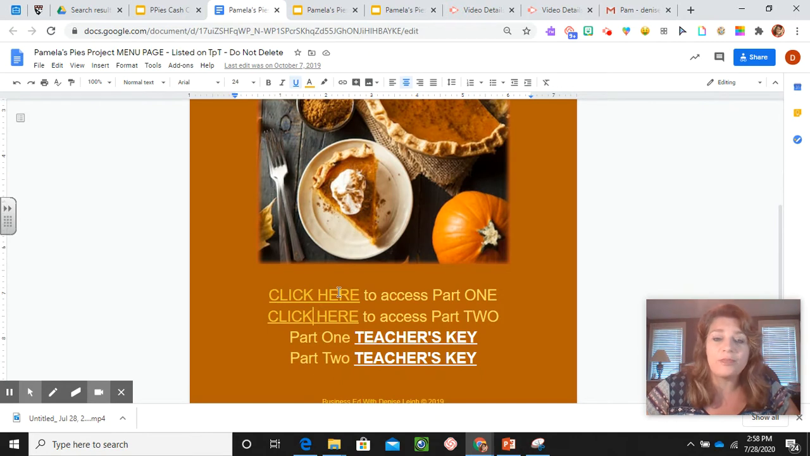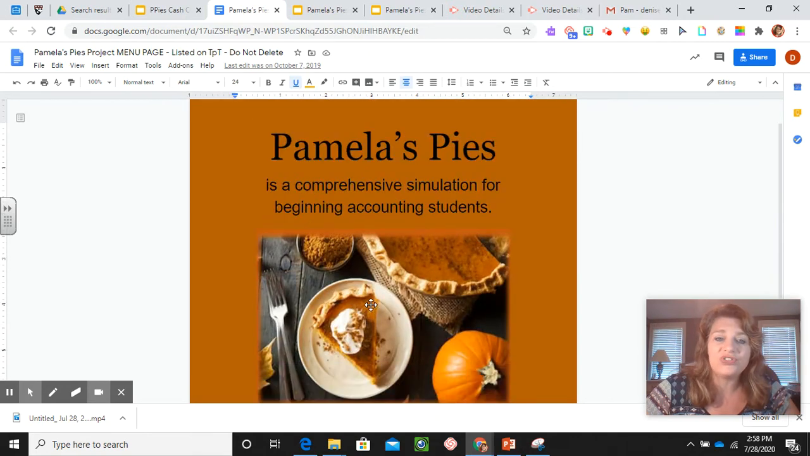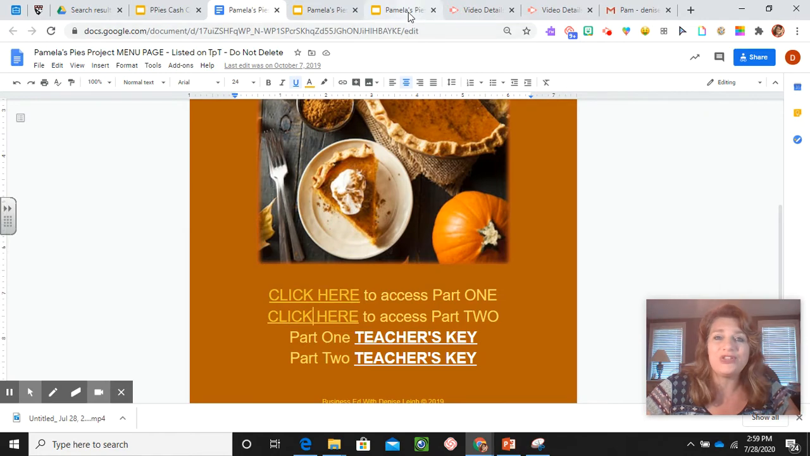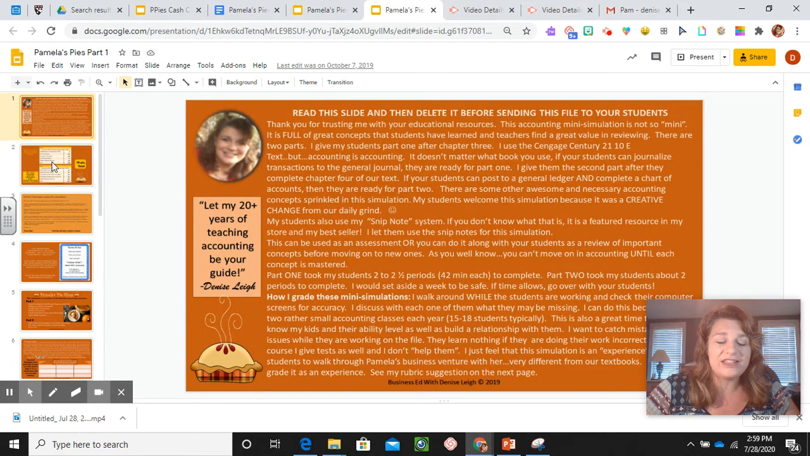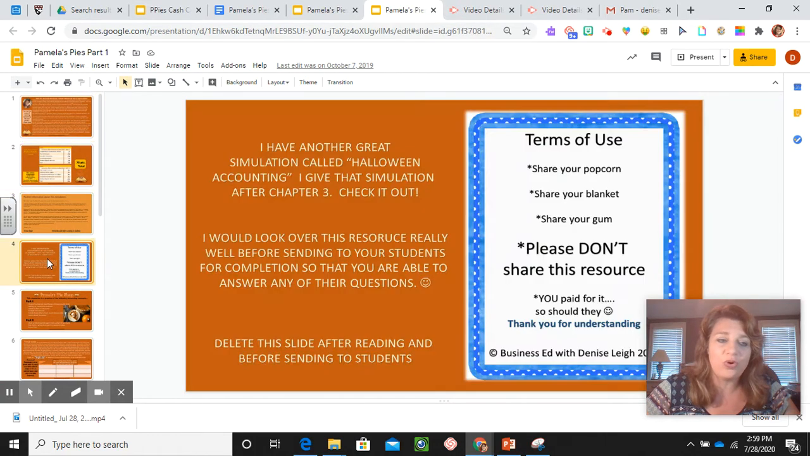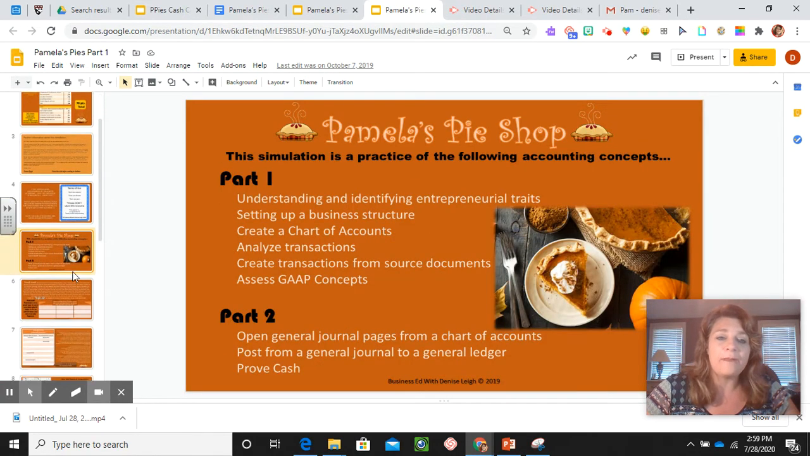So for parts 1 and 2, you get this resource, which is part 1 and part 2. Part 1 has a little bit of teacher tips and instructions, a rubric, and so forth from me. Part 1 is understanding and identifying entrepreneurial traits, setting up a business structure, creating a chart of accounts, analyzing transactions, creating transactions from source documents, and assessing generally accepted accounting principles, where kids really have to use their critical thinking skills in deciding what concept that might be.